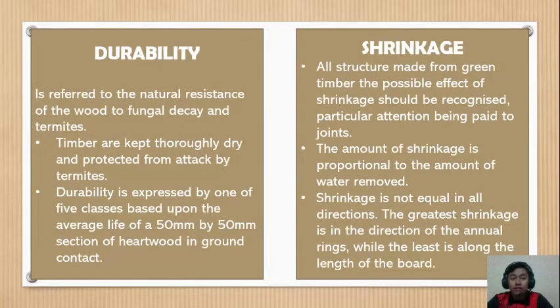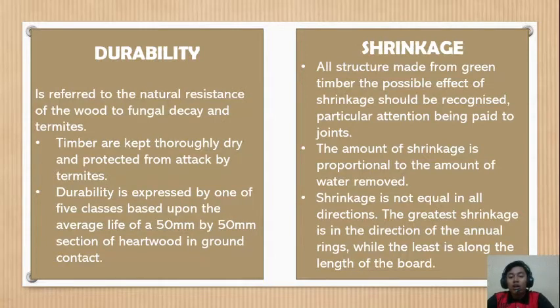Durability refers to the natural resistance of the wood to fungal decay and termites. Timber should be kept truly dry and protected from attack by termites. Durability is expressed by one of five classes based upon the average life of a 50 mm by 50 mm section of hardwood in ground contact.